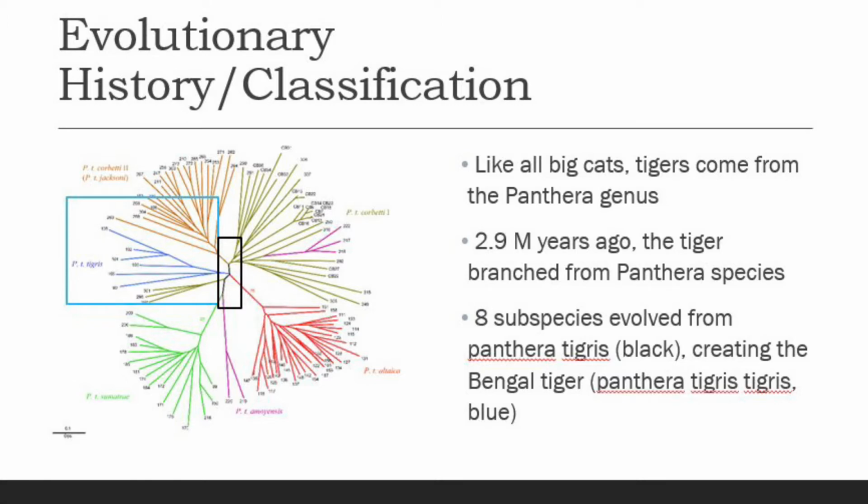The Bengal tiger is most closely related to the snow leopard, as both species evolved from the Panthera species about 2.9 million years ago at the same time.